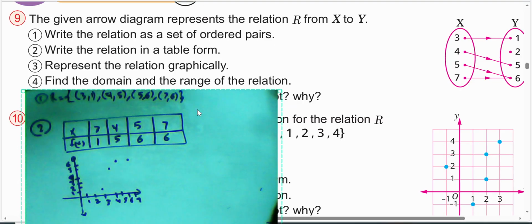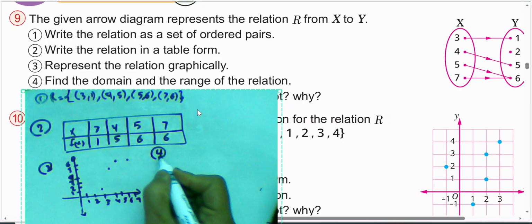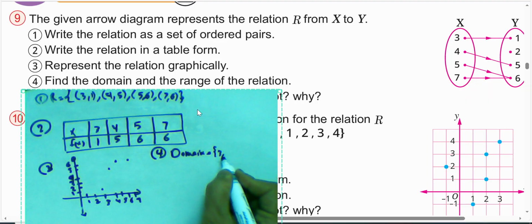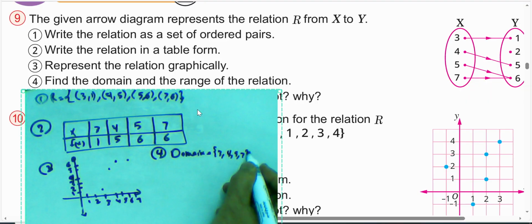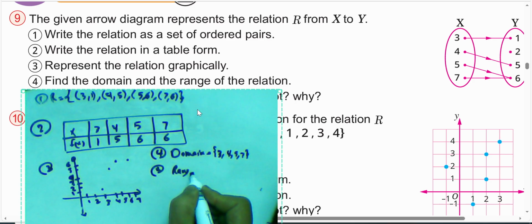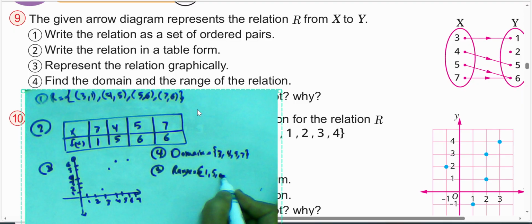Okay, this is question number 3. Number 4, find the domain and the range. He wants to find the domain, which is the first. We have 3, 4, 5, and 7. And the range we have 1, 5, and 6. It's the range.